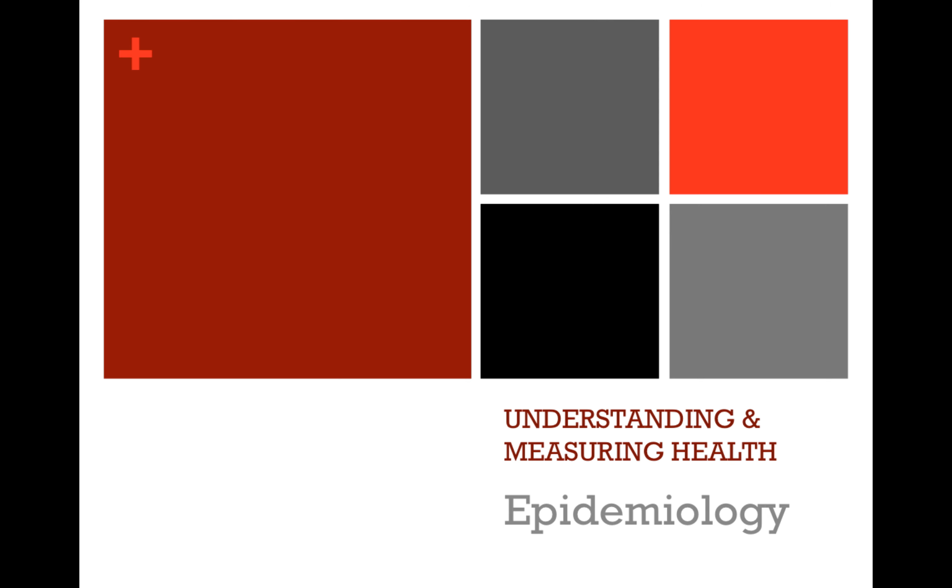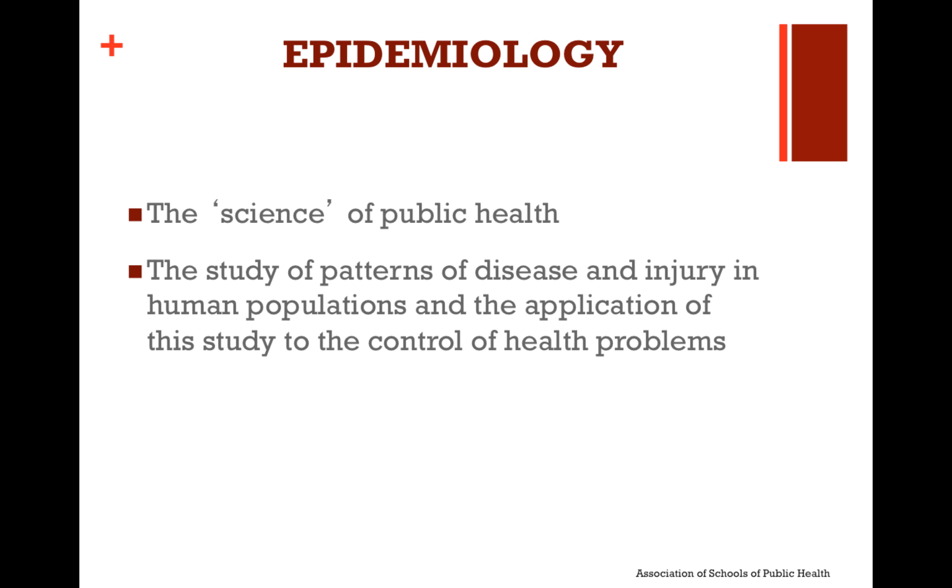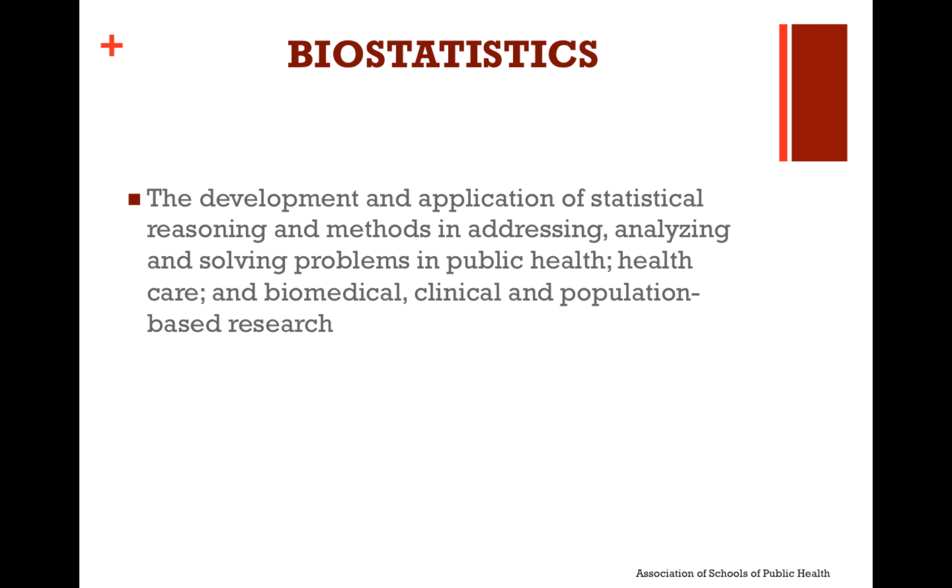We're now going to move into the next segment of the course, Understanding and Measuring Health. And we're going to look at this by looking at the two core disciplines of public health, epidemiology and biostatistics. As I mentioned in the Intro to Public Health slide, epidemiology is the science of public health, and it's the study of patterns of diseases and injury and human behaviors in human populations, and then taking that information through research to really understand what the root causes of the disease are so that we can plan for prevention and control of those health conditions.